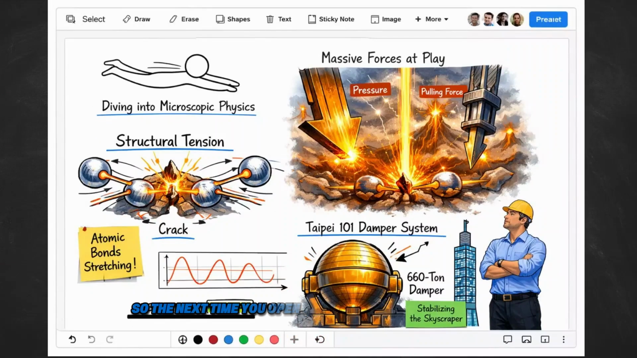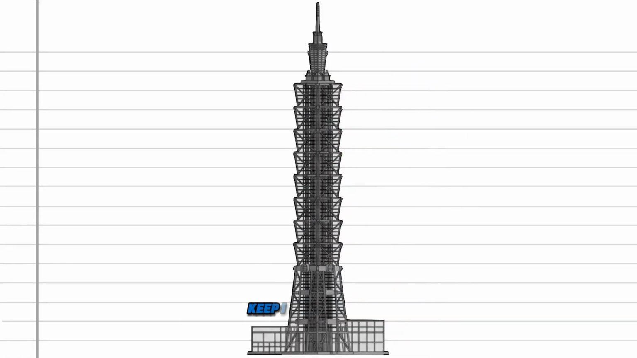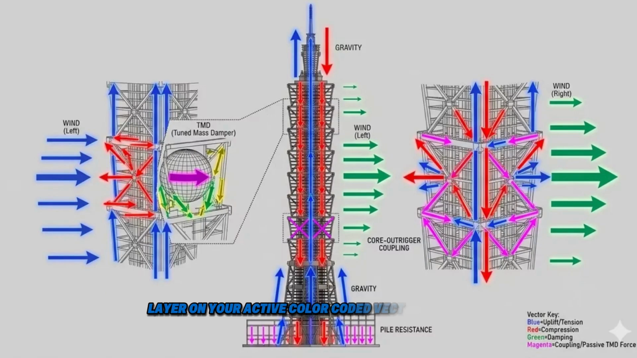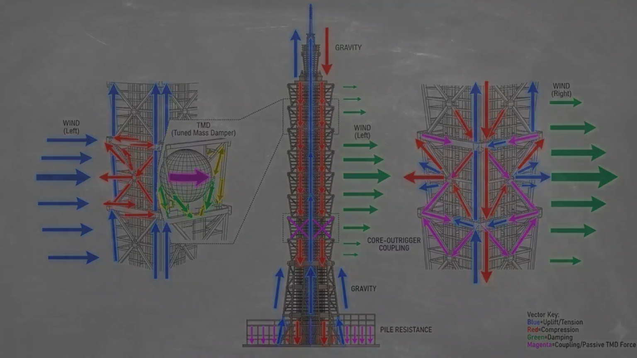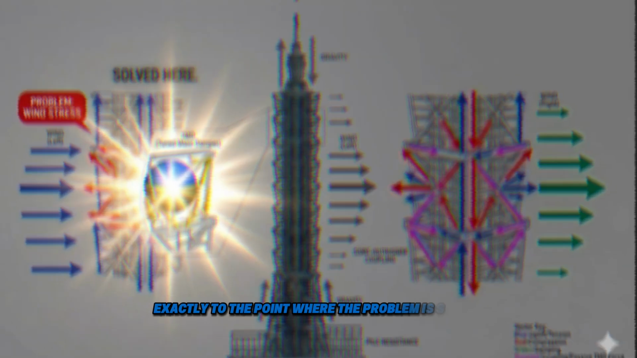So, the next time you open up your whiteboard software to explain a complex idea, remember the 3-step layering blueprint. First, draw the monochromatic skeleton. Keep it gray or black and strip away all unnecessary details. Second, layer on your active color-coded vectors of force so the physics becomes visible. Third, use a high-contrast highlight to draw the eye exactly to the point where the problem is solved.